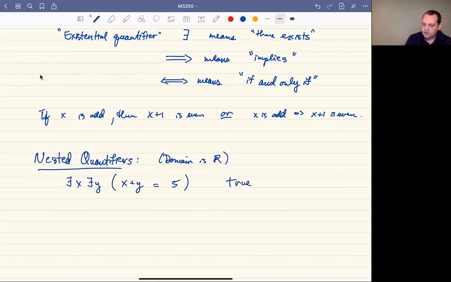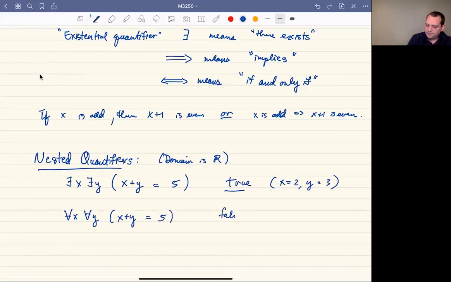Okay, because for example, one way that you can prove a there exists statement is you can actually come up with an actual explicit example. So you could take, for example, x equals 2 and y equals 3. There's infinitely many examples that you can pick. But this is a true statement. What about the statement for all x and for all y, x plus y is 5? This, of course, is false because this is not true if, say, x is 1 and y is 1.